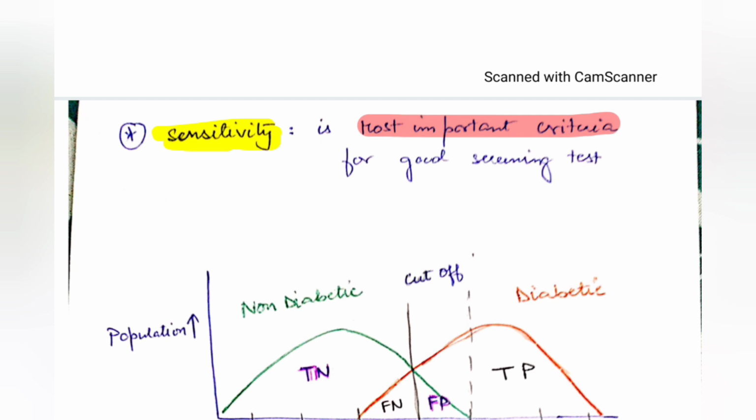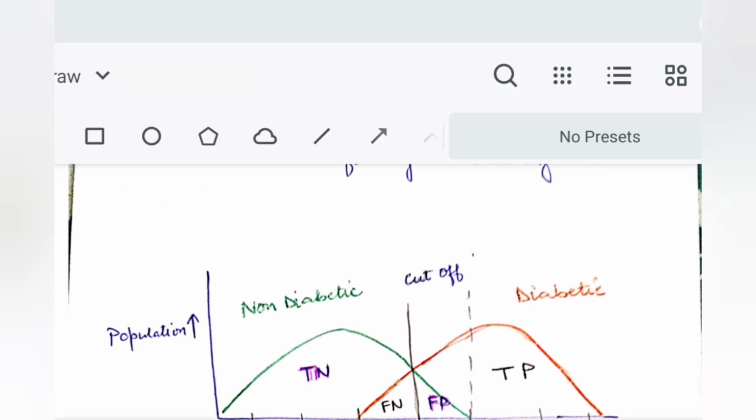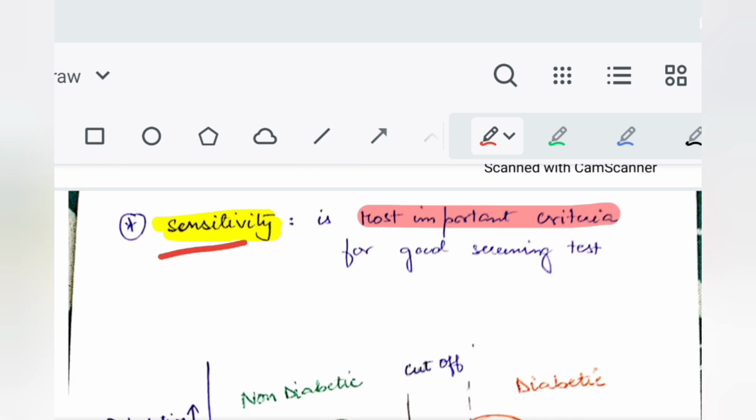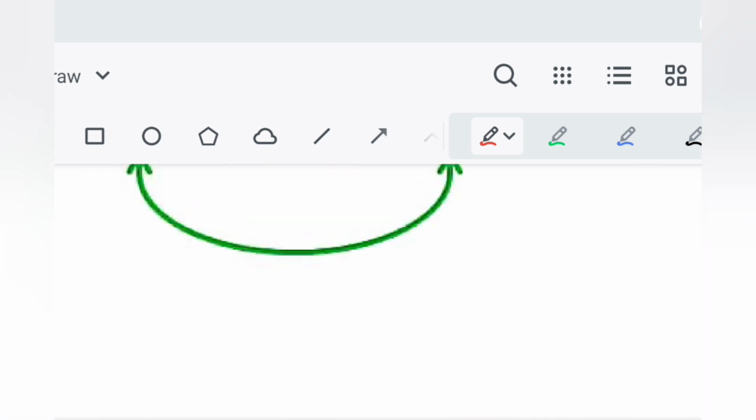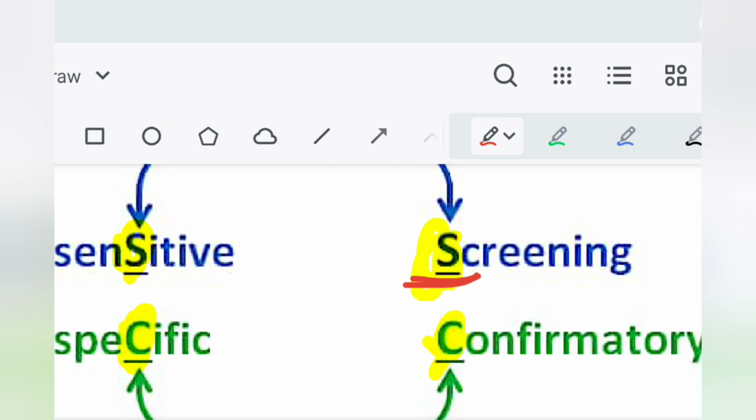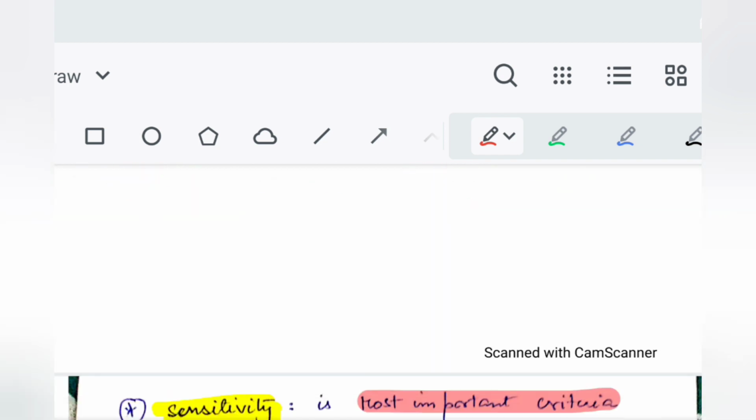So now remember another thing, that sensitivity is the most important criterion for a good screening test. And for a confirmatory test, that is a more diagnostic test, it is specificity. So S for screening, sensitivity for screening, right?